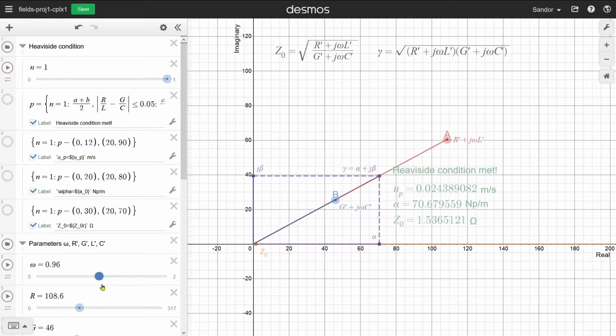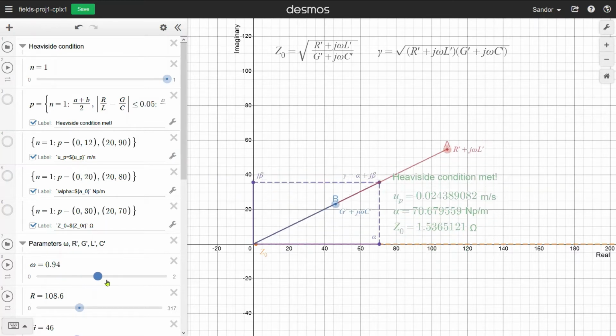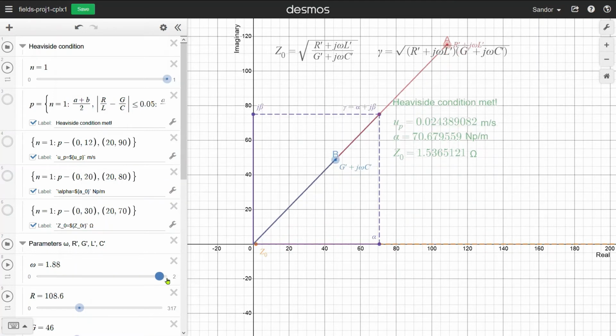Why does all this work? You've seen the equations in class and we'll show them again shortly, but it's because r' over l' equals g' over c' means that A and B are now collinear. They have the same angle in the complex plane. This means that the angle of Z0, which is half the difference of angles between A and B, is now 0, making it a real number.